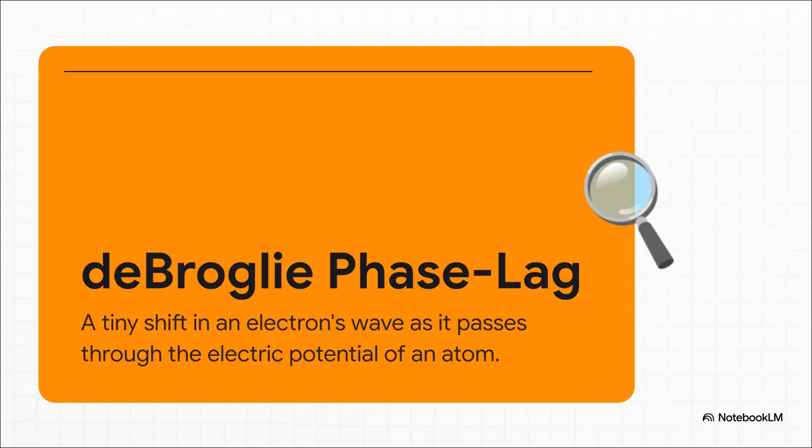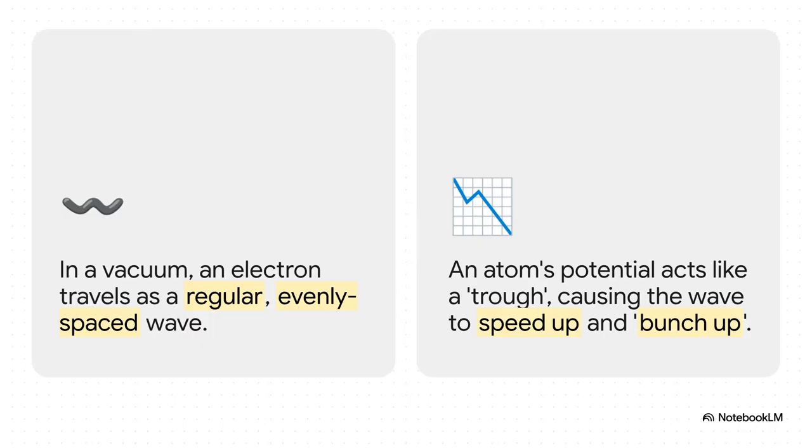Here's the key idea. As an electron, which behaves like a wave, passes through an atom, it gets a tiny nudge, a little shift. That tiny, almost unnoticeable shift is the phase lag. And it's the secret sauce that makes this whole thing work. Let's make that more real.